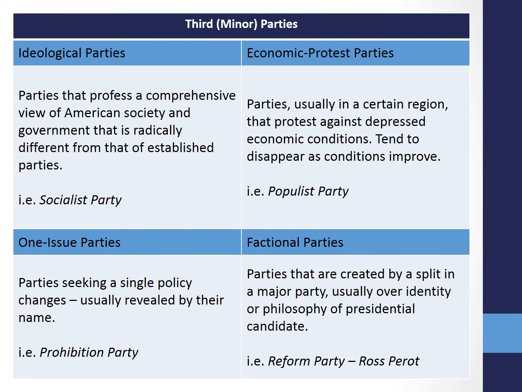And then we have factional parties. And those are parties that are created by a split in a major party, usually over identity or philosophy of a presidential candidate. So they might not like their party's candidate. For example, the Reform Party emerged in 1992, and Ross Perot ran as president, and as a third party member, he received 19% of the 1992 popular vote, which is huge for a third party candidate in America's two-party system.